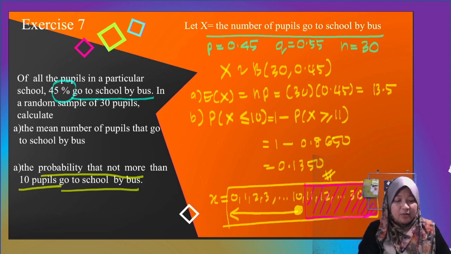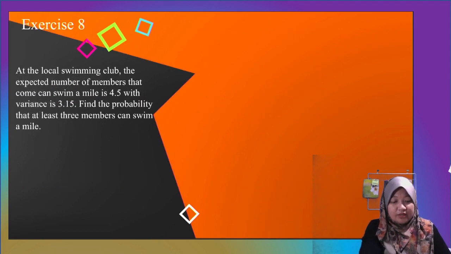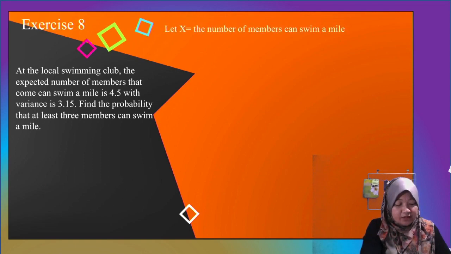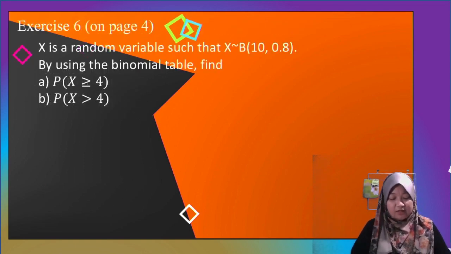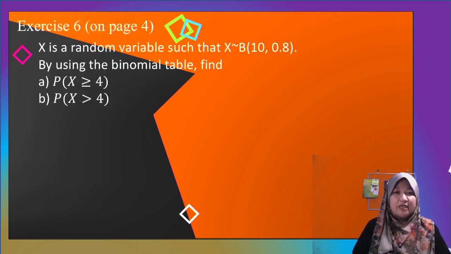Okay, exercise 8 saya bagi jawapan. Awak boleh buat. Yang ni saya tinggalkan untuk awak buat. Okay, saya nak pergi kepada satu soalan yang terakhir. Ini adalah soalan pada page 4. Saya ada mention sebelum ni bahawa table maximum probability dia adalah 0.5. So, macam mana kita nak guna table kalau probability dia melebihi 0.5? Okay, so dekat sini saya tunjuk cara dia.